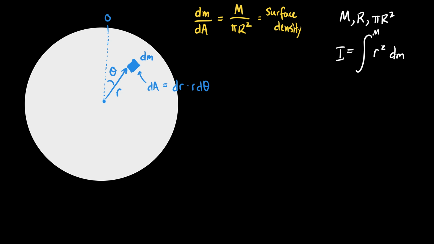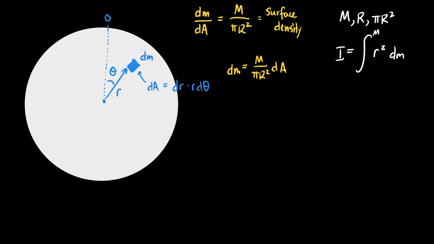But we should come back to it in the future. There are symbols that represent surface density, volumetric density, and linear density. Now remember the next step? Solve this for dm, because we're going to use it for substitution. So dm equals m over pi r squared dA.